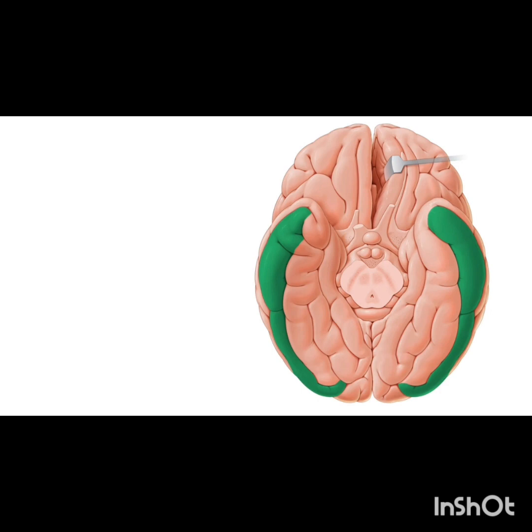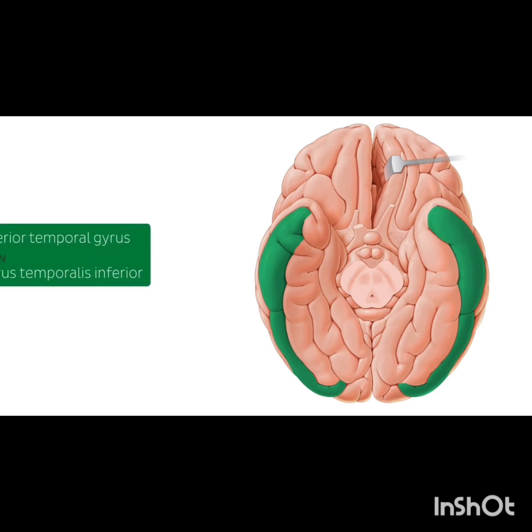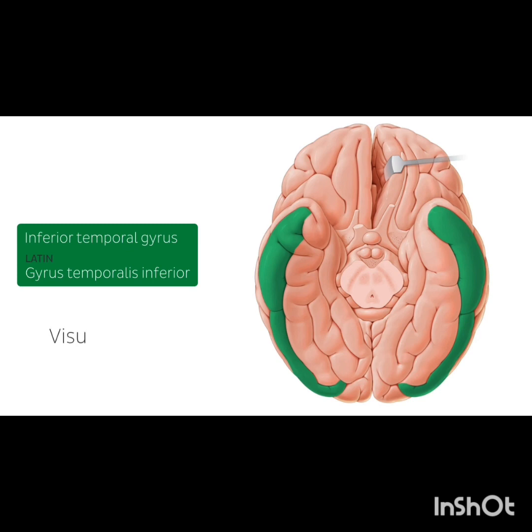Now, this one that we see now highlighted in green is known as the inferior temporal gyrus. This gyrus is located between the inferior temporal sulcus and the occipitotemporal sulcus. This gyrus, from the functional point of view, is critical for visual object recognition.